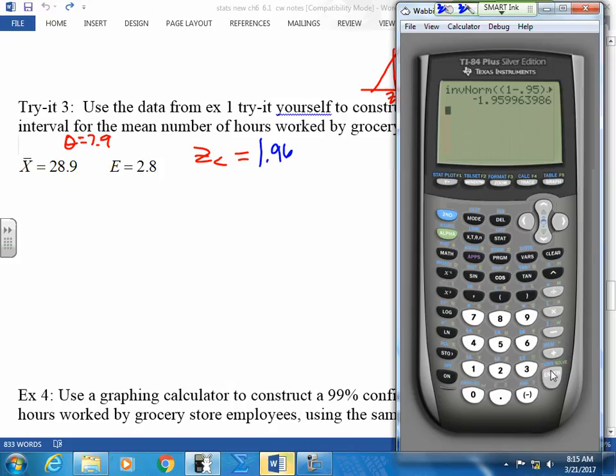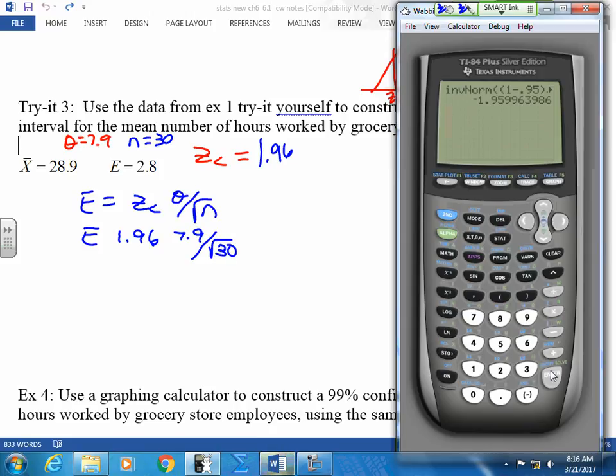Okay, so now I'm going to find my margin of error. I know they give it to us, but we're finding it. ZC times the standard deviation from the population, which was given to us at 7.9, divided by the square root of n. N was 30. We had 30 employees here. So we take our 1.96 times 7.9 divided by the square root of 30. You can put it in your calculator just like you read it.